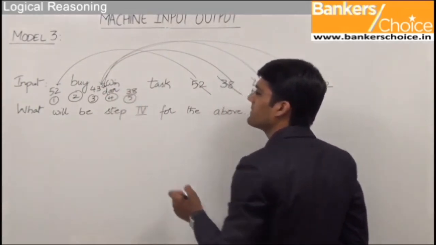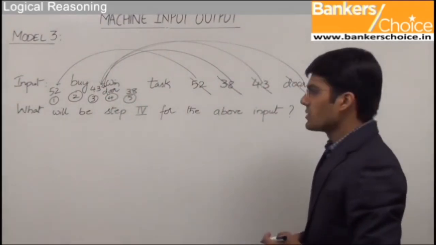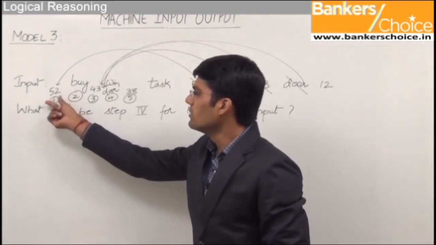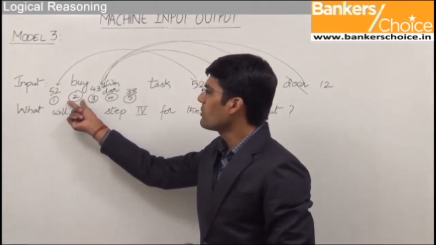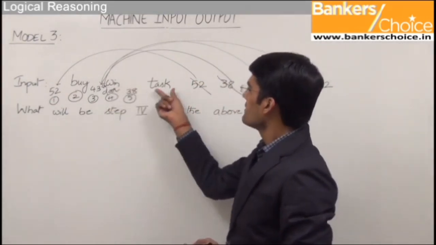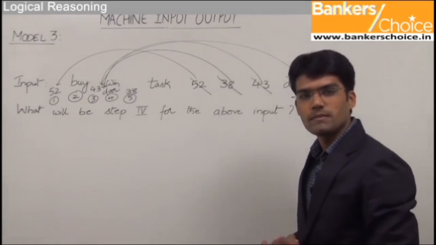So it takes the 5th position. So now the output so far appears to be 52, which is the first element, followed by 43, door, 38, win, task, and 12. These elements 52, 38, 43 and door have been moved to their correct positions.